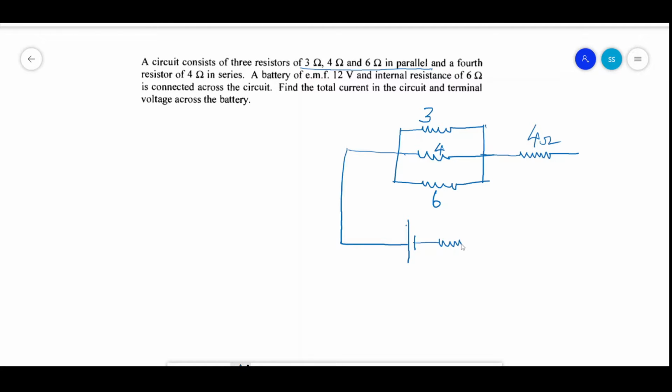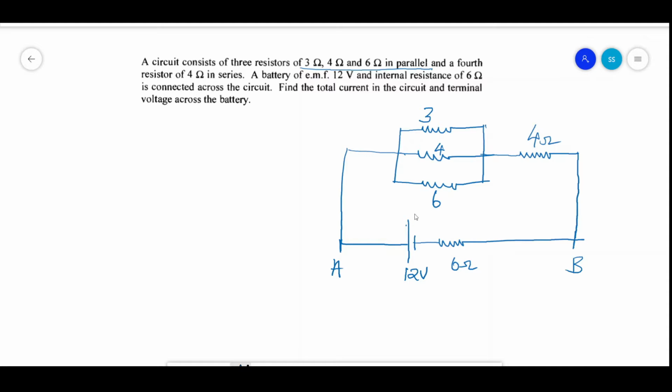So this is how our circuit will be looking like. So 12 volt source and 6 ohm resistance. This entire part in between these two ends is the actual two ends of the battery. 6 ohm internal resistance means the battery itself is having a resistance of 6 ohm, but the ends of this battery, we can take it as A and B, will be AB.